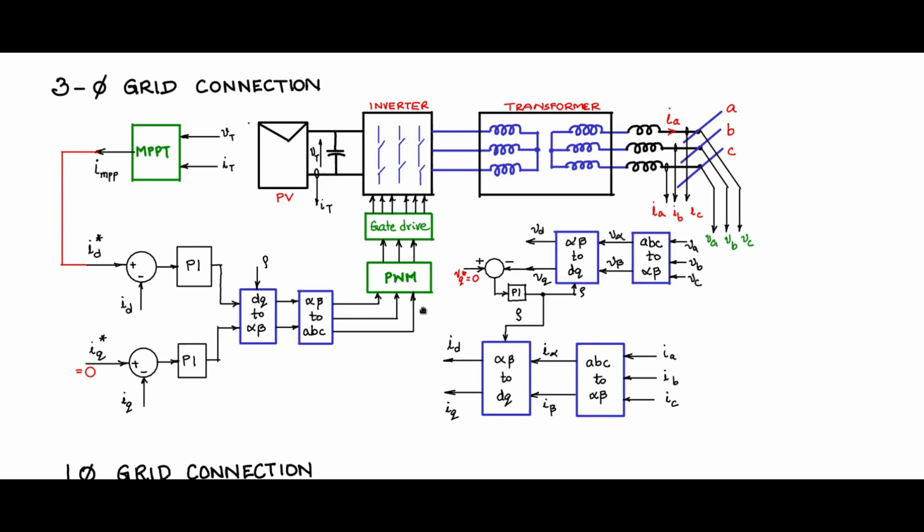So here, to the input of the PWM, we have three inputs: VA-ref, VB-ref, VC-ref. So that is our starting point. We have three-phase reference voltage signals, and the output would be pulse width modulated signals to the gate drive.